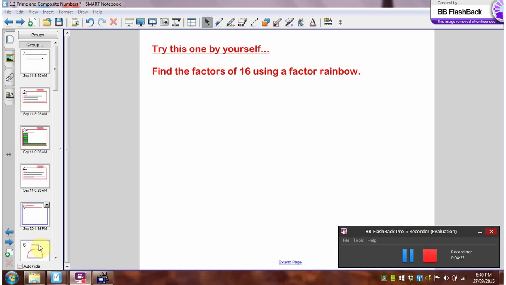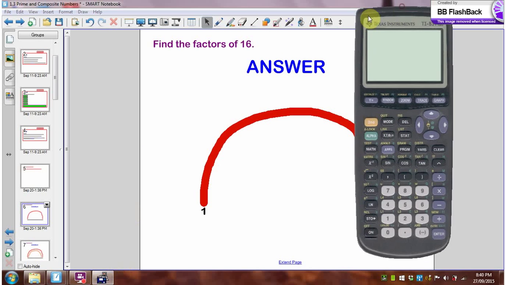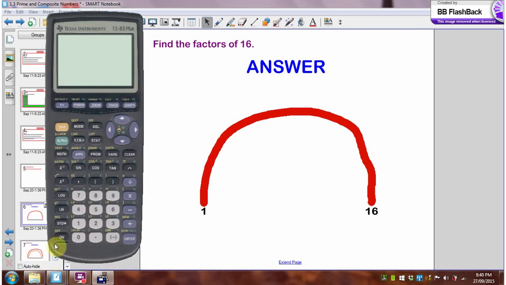Okay, so the answer. Okay, this is just a piece of the answer now, not the full answer. So if you use your calculator, and you have 16, and then we start with 1. 16 divided by 1 is 16. So our first factors are our answer and what we had on the bottom here, what we divided by. So 1 and 16 is the first layer of our rainbow.